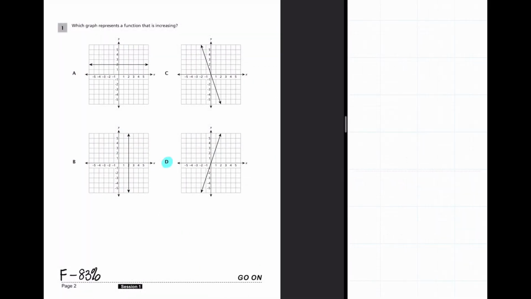Here's our first question. It's a function question, and 83% of students last year in New York got this question correct in 8th grade. Which graph represents a function that is increasing? Okay, so what I'm looking for is I'm going to look at the slopes and identify where we see an increase. In the first one, there is no change, so there's no slope.